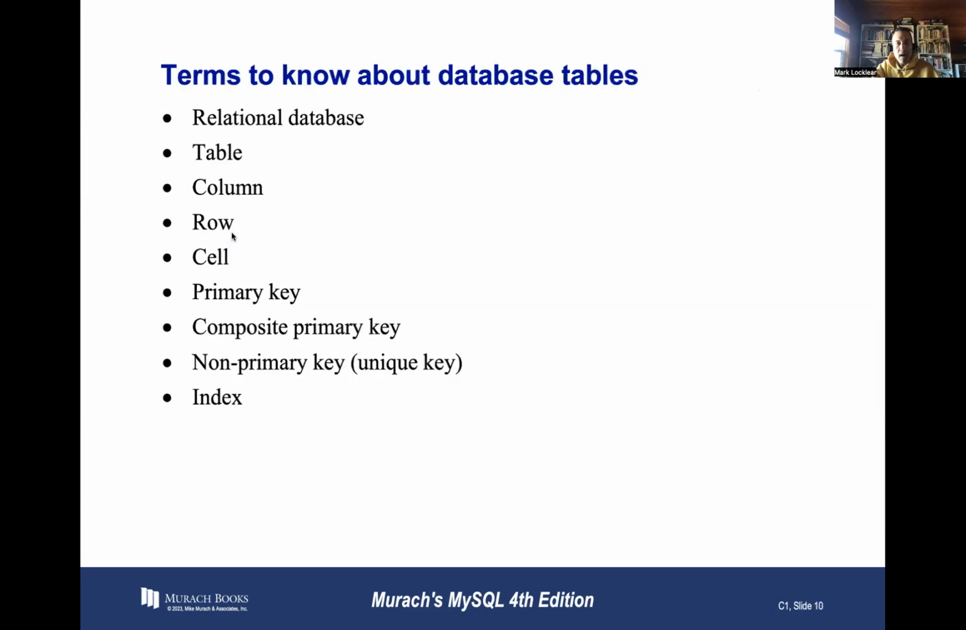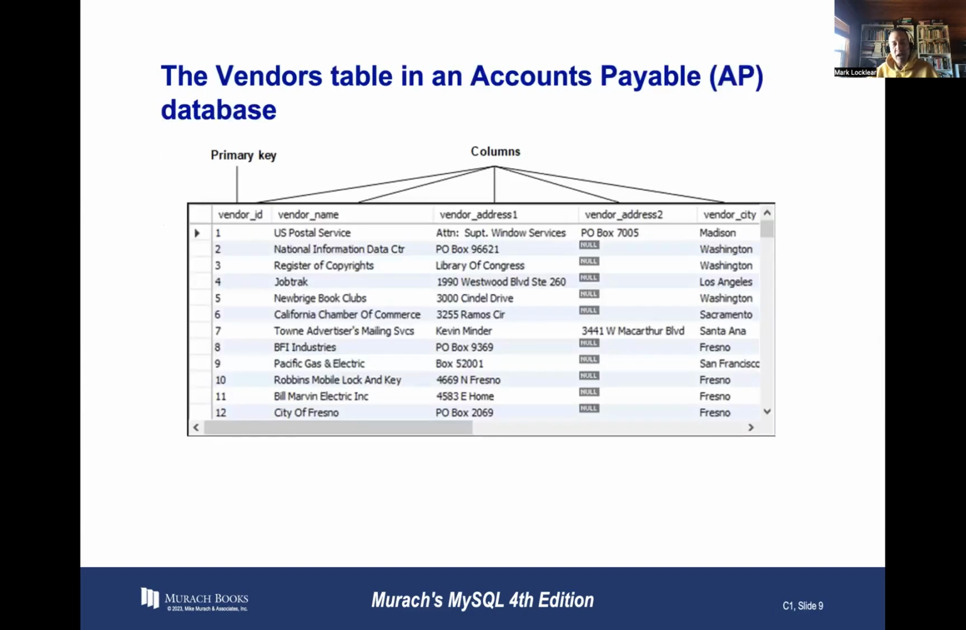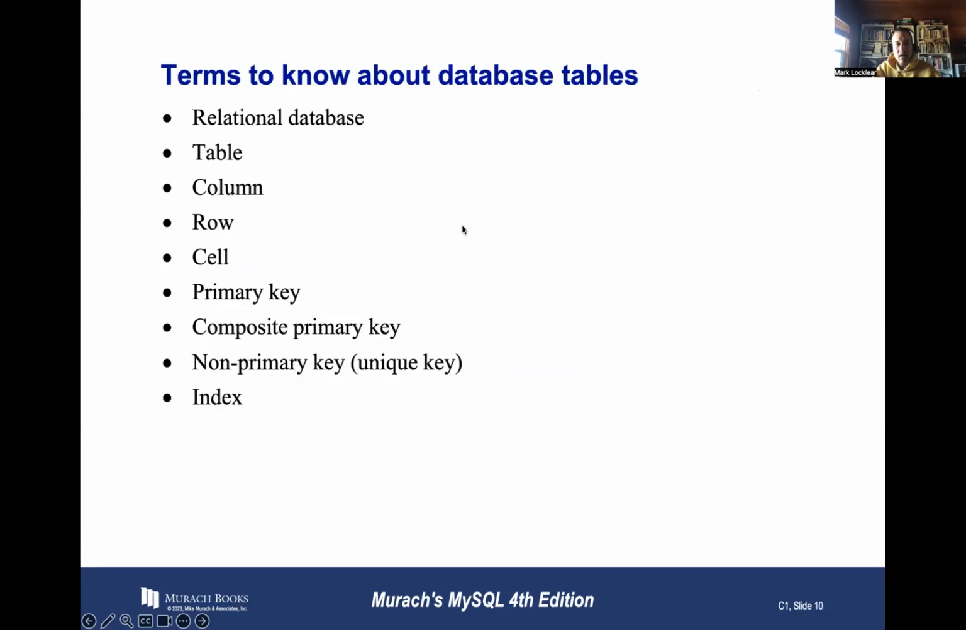A cell, an individual cell, is an individual piece of information here. So again, U.S. Postal Service, that's one cell. I'm looking at row 2 here, P.O. Box 96621. That's a specific cell. In this case, it's the mailing address for the National Information Data Center. But again, that's a specific cell.